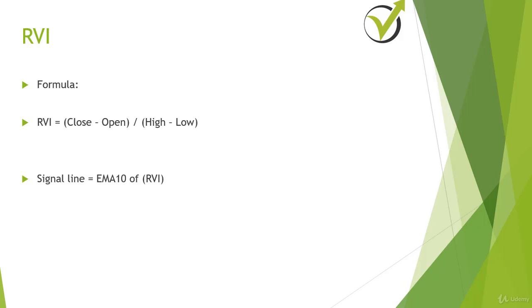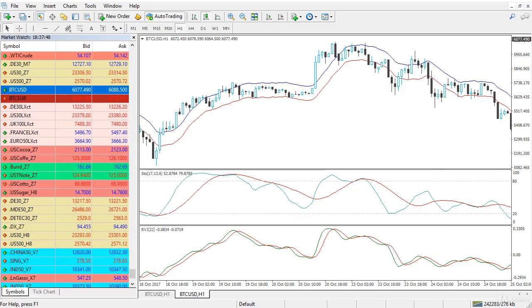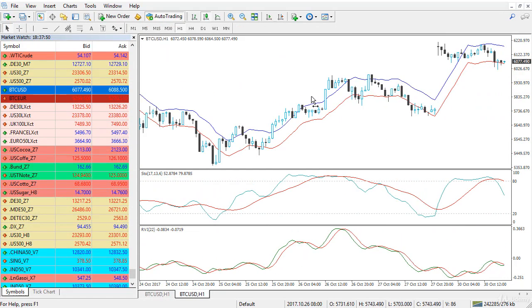Okay, and what's the formula behind it, guys? RVI equals the close minus the open divided by the high minus the low. Each bar, each candle of our chart, has these four values. This is what we have on MetaTrader: the open, the high, the low, and the close.